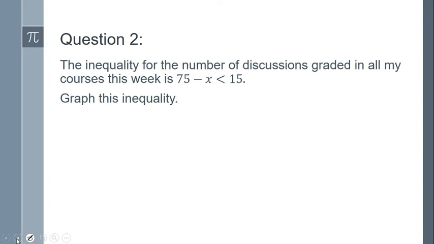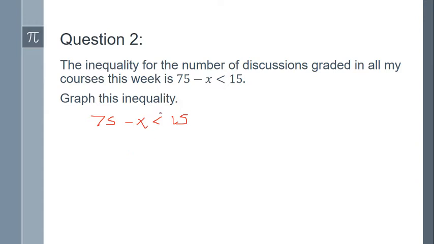Question 2. The inequality for the number of discussions graded in all my courses this week is 75 minus x is less than 15. Let's graph this inequality. Same steps as question 1. We need to isolate the x, and once we have the x isolated on the left-hand side of our inequality, we'll graph it on a number line.